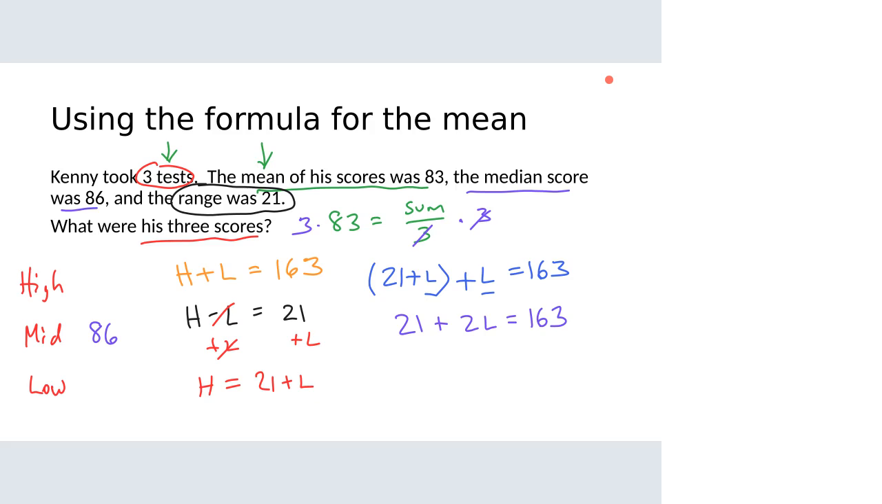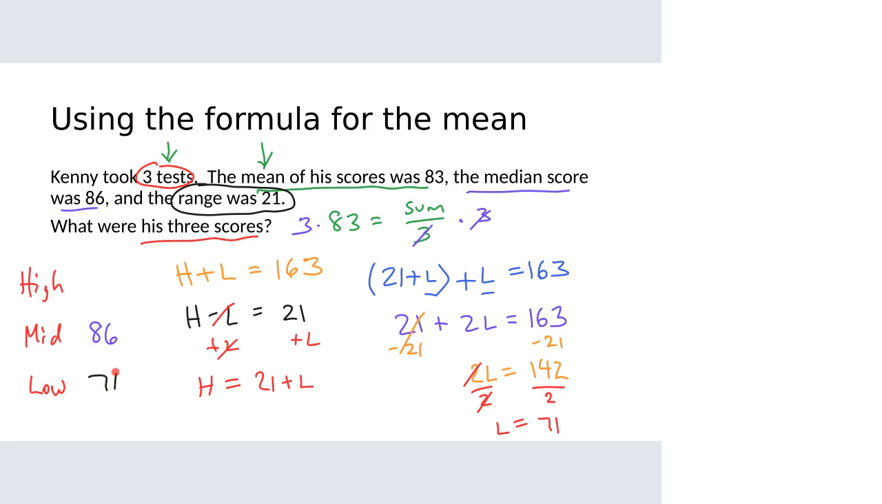Perfect, Katie. Thank you very much. We're going to subtract 21 from both sides. Those will cancel, and now I have 2L is 163 minus 21, 142. Finally, we're going to divide both sides by 2 to get the L by itself, and L is 71. So I just found out that the lowest test score is 71.